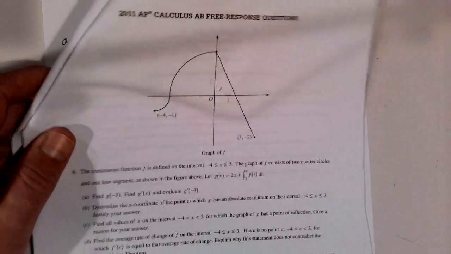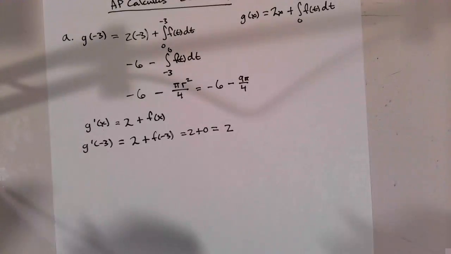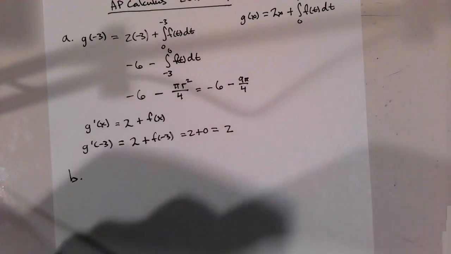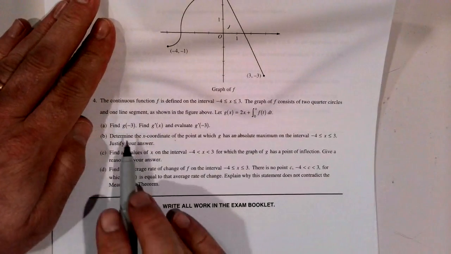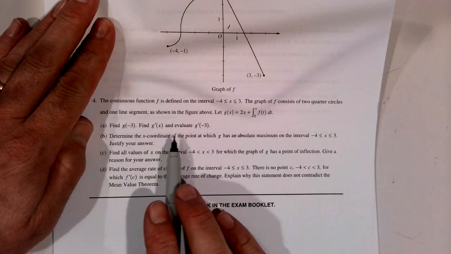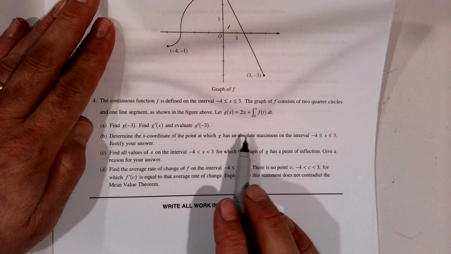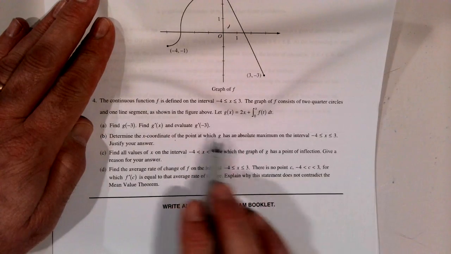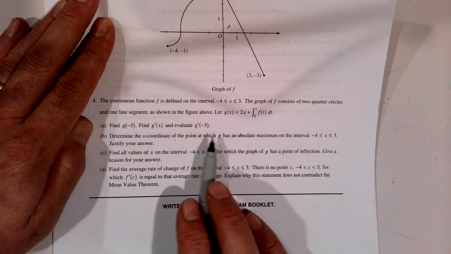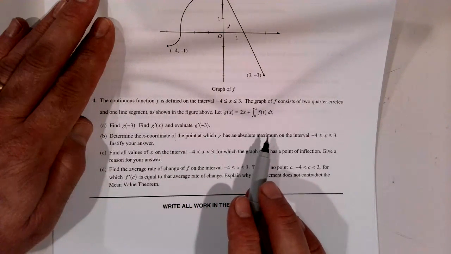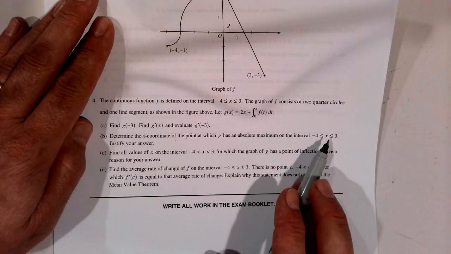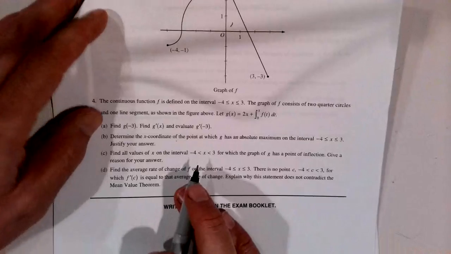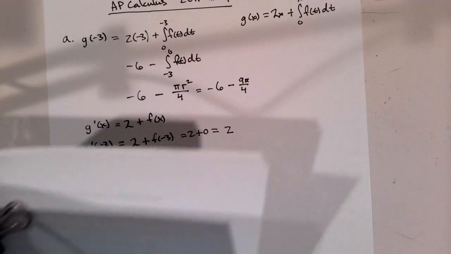Okay, so it looks really complicated as we start out here, but it turns out it's not too bad. Part B ends up looking really complicated as well, but it turns out it's pretty straightforward. Determine the x-coordinate of the point at which g has an absolute maximum on the interval -4 to 3.